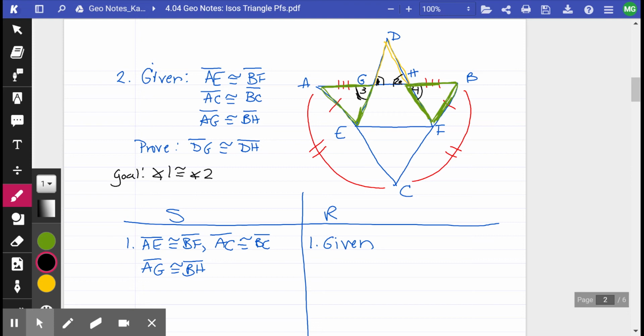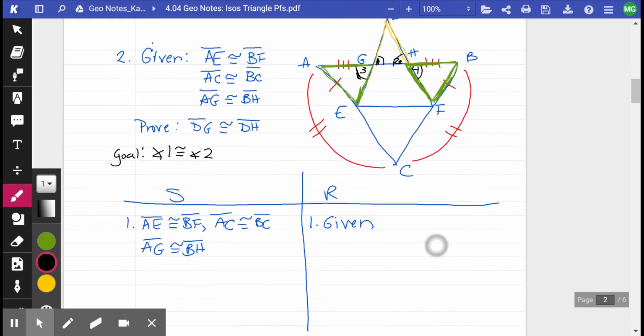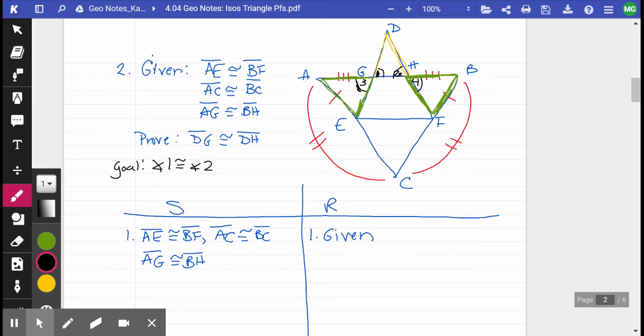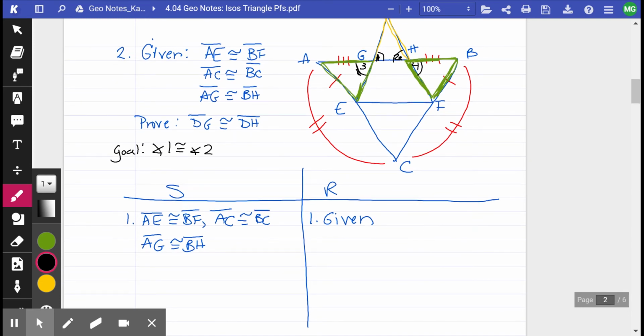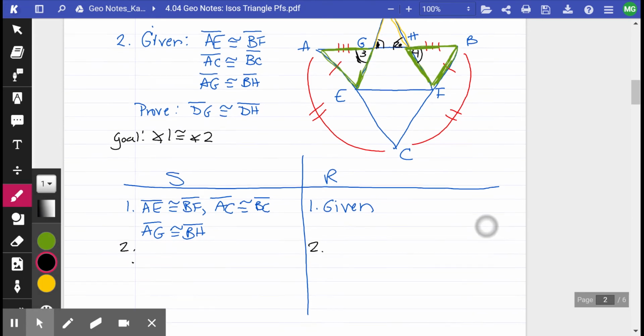Try to pause the video now and see if you can make that make sense to you and figure out your plan of attack. And if you're feeling comfortable, go ahead and try writing it out, and then you can check back with me. The more you can do these independently, the more confident you're going to feel.